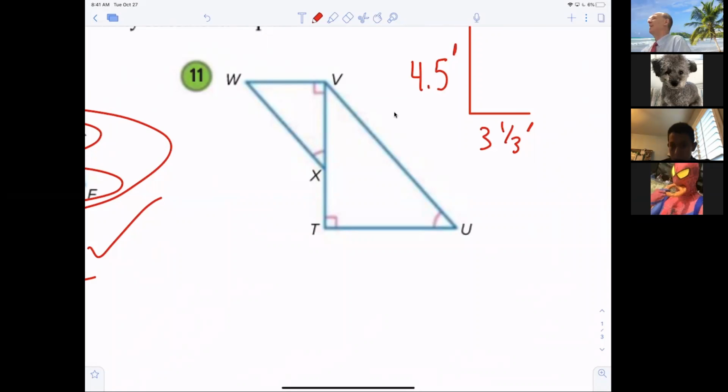Sam, seriously. Why? Because there's a right angle between U and X. He is correct.